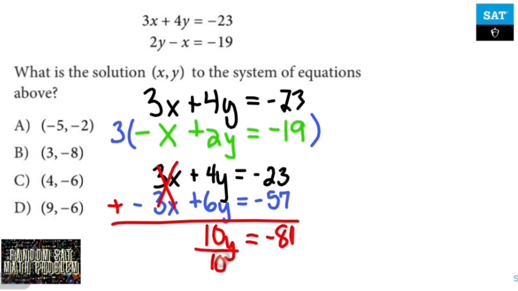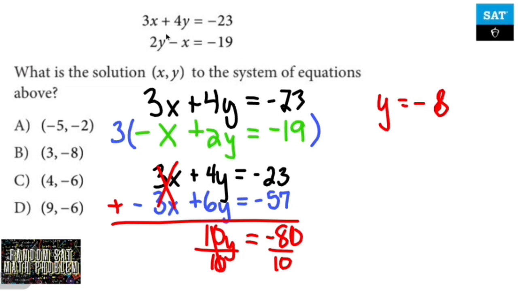Divide everything by 10. That is an 80, not an 81. I know that 0 looks bad, but I swear it's an 80. Y equals negative 8. Now, looking at the options, I have my answer already. But I'm just going to go one step further to make sure I'm supposed to get what I get.